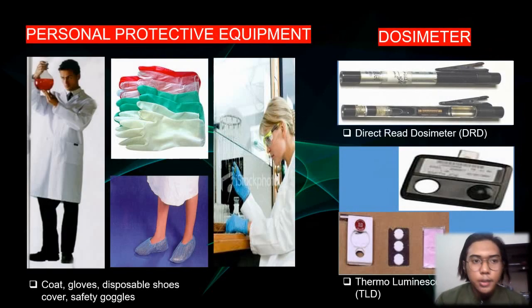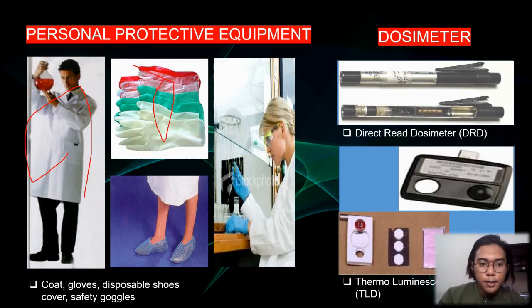Okay, this slide shows the personal protective equipment and dosimeter. Personal protective equipment or PPE such as coat, gloves, disposable shoe covers, and goggles. While dosimeters have two types, which are DRD and TLD. The function of a dosimeter is to measure the radioactive radiation.